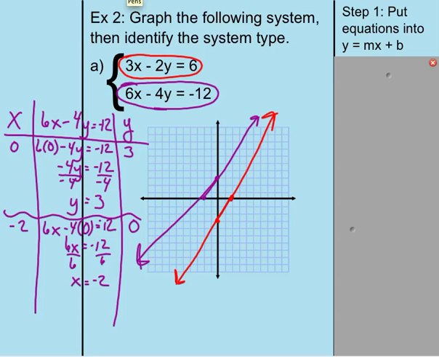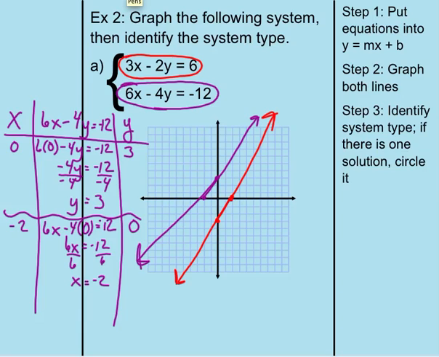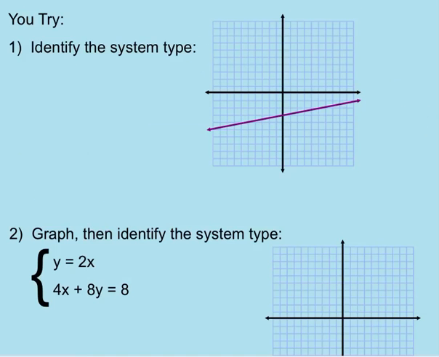And even though my purple line isn't real straight, now we are going to ask ourselves, is there a solution? Well, it doesn't appear to me that if I had drawn my lines a little bit straighter that they would meet. So I'm going to say there is no solution, which makes this an inconsistent system. And try these two questions.